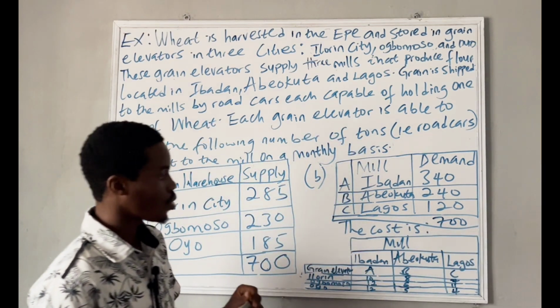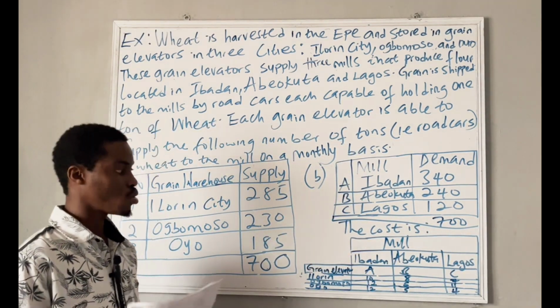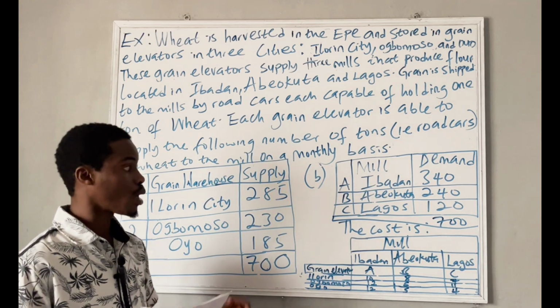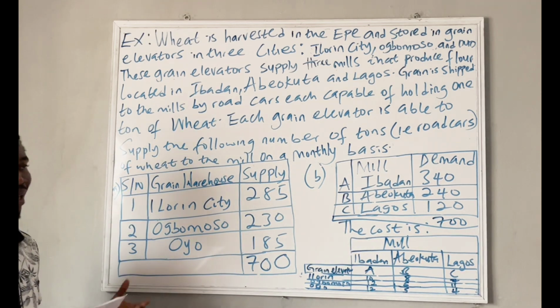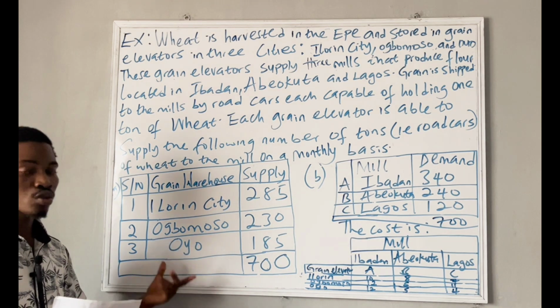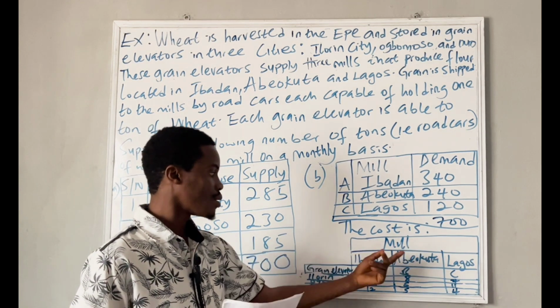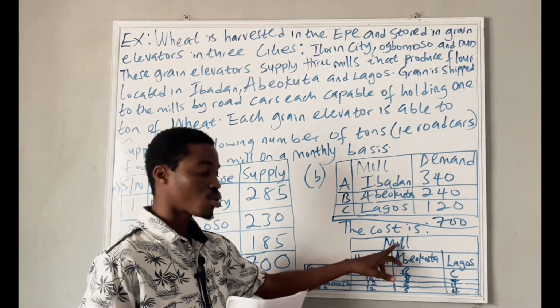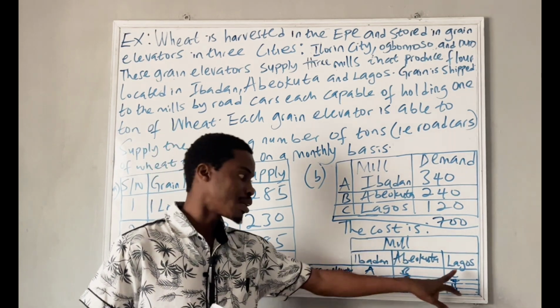Because the board cannot contain it, I have the question here and I will have to rub it off. So you can take a screenshot of the question. And if you look at the first image of the video, the question has been described on it before this one. So the cost is from the mills: Ibadan, Abeokuta, Lagos.